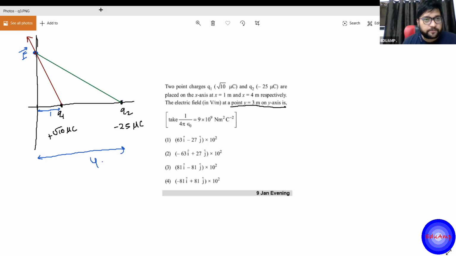So this will be attracting in this direction. So the force will be in this direction due to q2 and in this direction due to q1. You just have to find the magnitudes of these two forces. Basically you have to find the resultant of these two forces, the red one and the green one, in the component form.